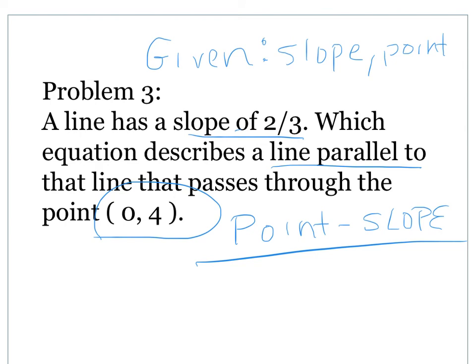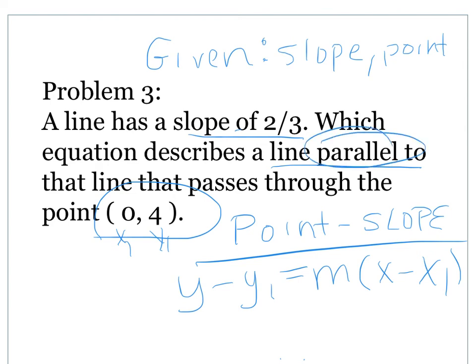Alright, so my formula, on your reference sheet, you should have y minus y1 equals m times x minus x1. I'm going to label this x1, y1. We've done this before. And we have a slope of 2/3. I want parallel, so that means it's going to be the same thing. So I'm going to write y minus 4 equals my slope, which is 2/3, times x minus 0.